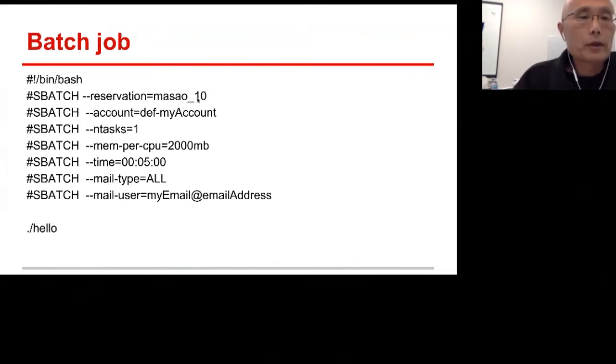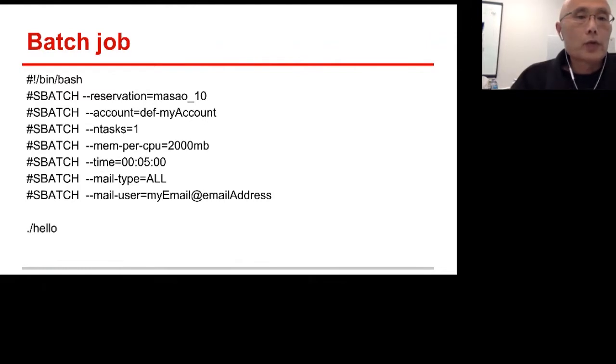The first one is only needed for today. We made a reservation for a couple of nodes so that we can work in batch without waiting for jobs to run. So this line is needed only today. Reservation equals masao_10. The next line, account equals def dash your account name, should get you to your allocation, which is the default one.